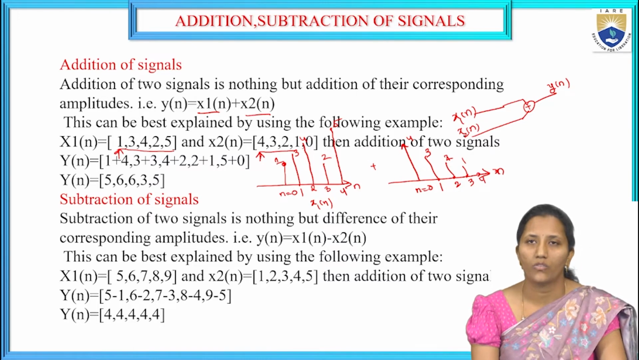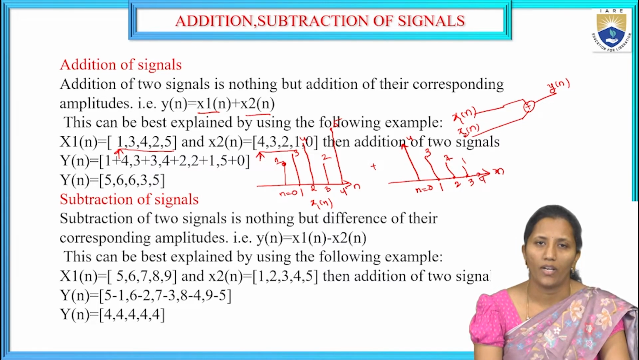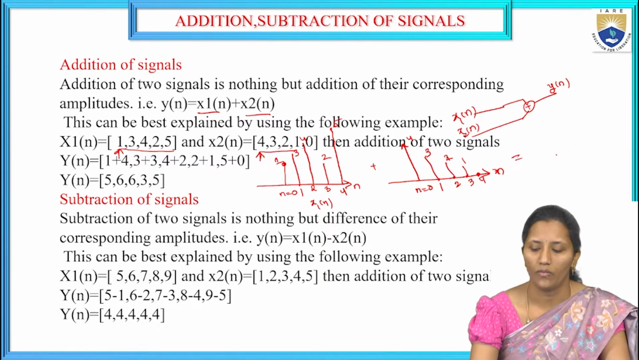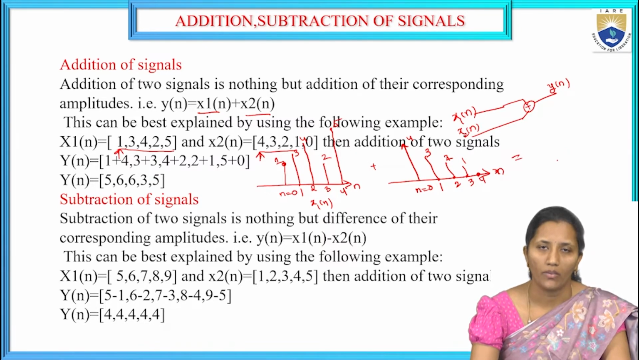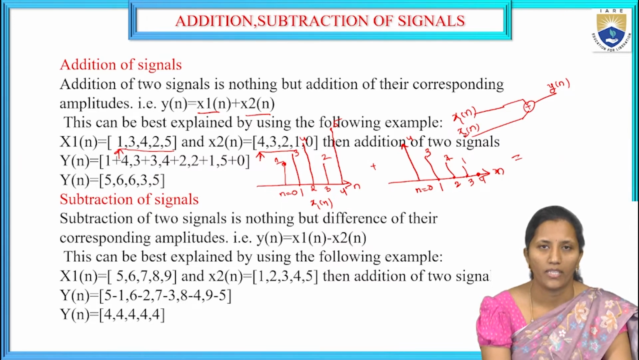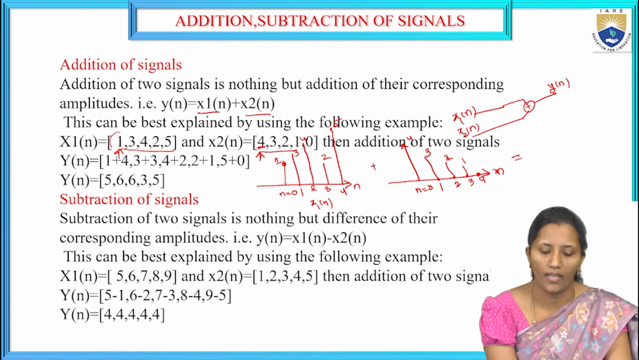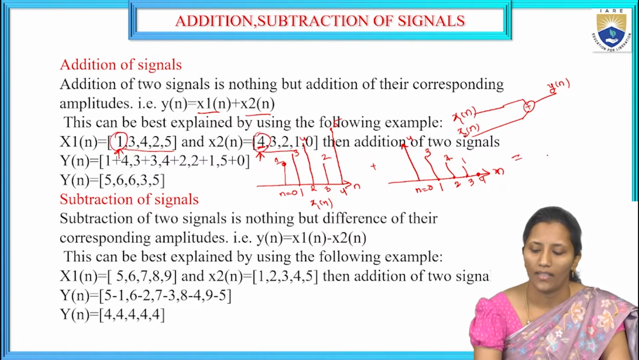If we add these two signals x1 of n and x2 of n, we get y of n. It will only add the magnitudes of the samples. See, at n is equal to 0, I have 1 for x1 of n, and for x2 of n the sample value is 4. These two will be added, 1 and 4 will be added, and at n is equal to 0 we get the sample value 5 for y of n.